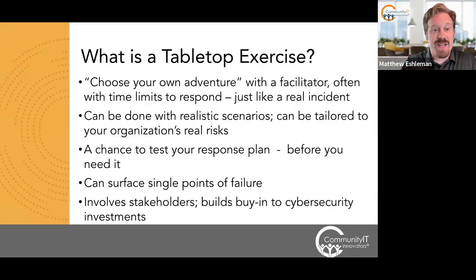It makes sense to do it using some realistic scenarios. I'm sure as soon as I mentioned testing out your incident response plan, maybe something horrible popped into your mind, like, oh my gosh, our website goes down, or our executive director's account gets compromised, right? Those are all real scenarios that happen to organizations just like yours, and so it's a chance to test how we would respond or react in those situations.